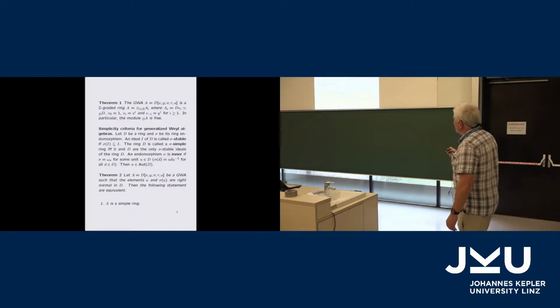So suppose you have a ring, arbitrary ring, and sigma be a ring endomorphism, then an ideal is sigma stable if this inclusion holds. And the ring is called sigma simple if 0 and D are the only sigma stable ideals. And an endomorphism is inner if there is a unit of your ring such that sigma(d) is equal to this. This is a definition.